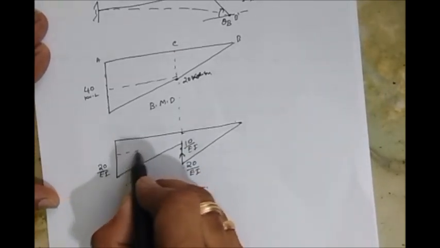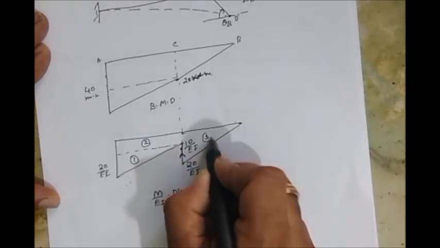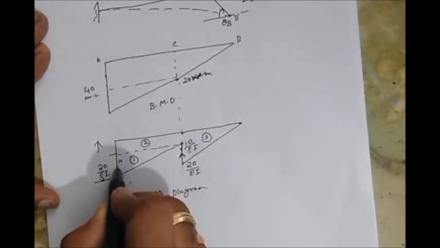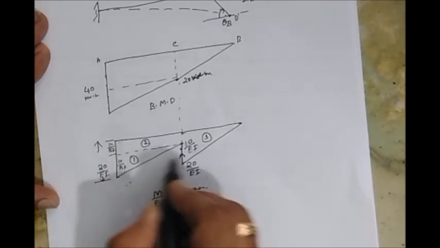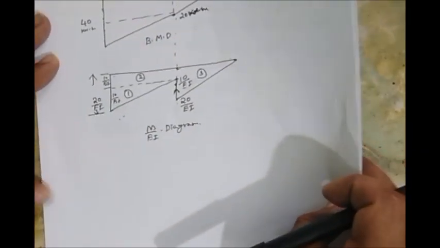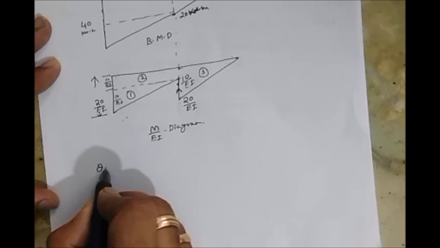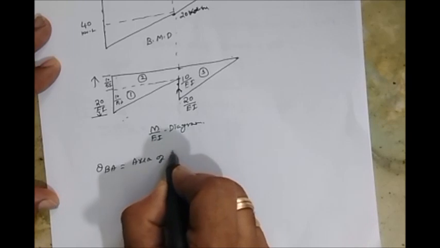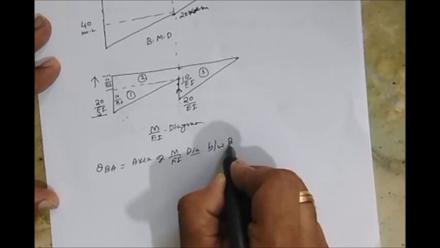Okay, so let's split the area. So this is region 1, this is region 2, and this is region 3. Now this is 20 by EI. So this region is 10 by EI and this region is also 10 by EI. Now we need to find the slope at B. We need two points. Theta BA is equal to the area of the M over EI diagram between B and A.